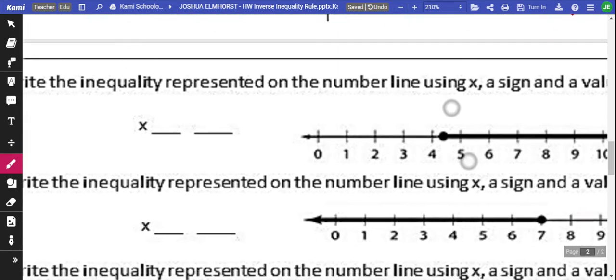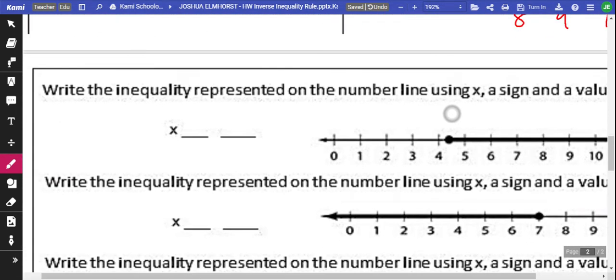Okay, so on the back side, you're going to write the inequality that's represented in a number line. So it looks like this is maybe 4.5. So maybe 4.5. So we have, this is going to be x over here, any number. And then we have 4.5. Because this is shaded, it's equal to, and it's going to the right. So that's going to be greater than or equal to.